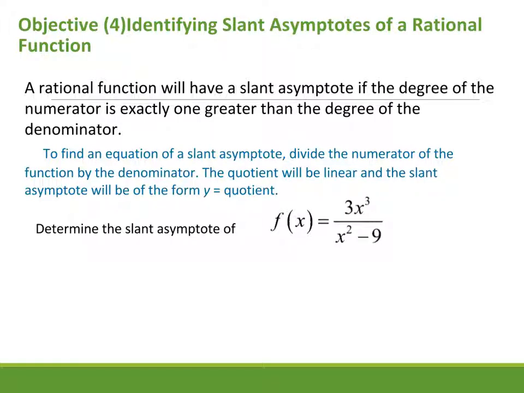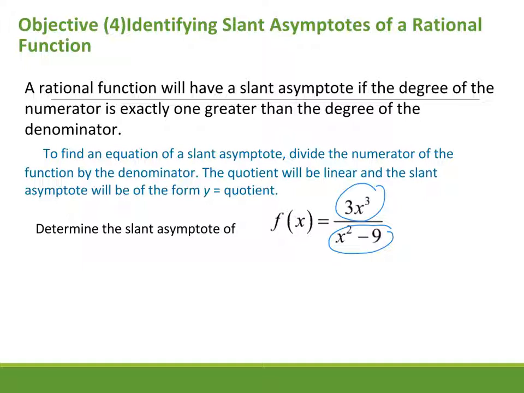Our fourth objective is to identify slant asymptotes of a rational function. A rational function will have a slant asymptote if the degree of the numerator is exactly 1 greater than the degree of the denominator. To find the equation of a slant asymptote, divide the numerator of the function by the denominator. The quotient will be linear, and the slant asymptote will be of the form y is equal to the quotient. So to determine the slant asymptote, we just notice that when we divide this into this, we will get a linear function, right?